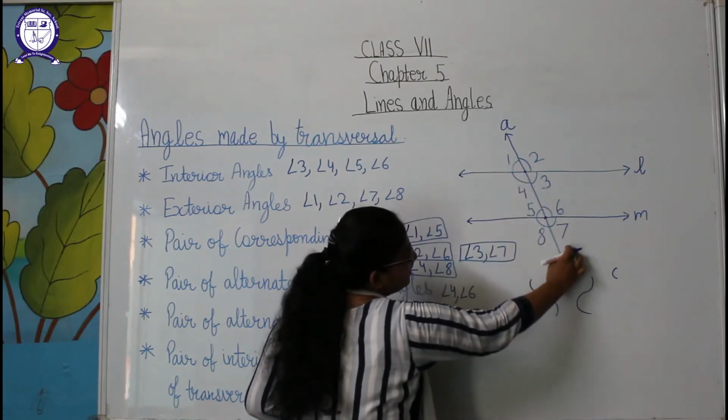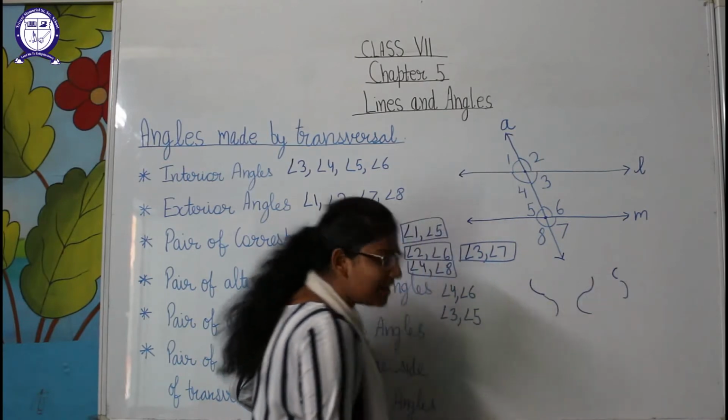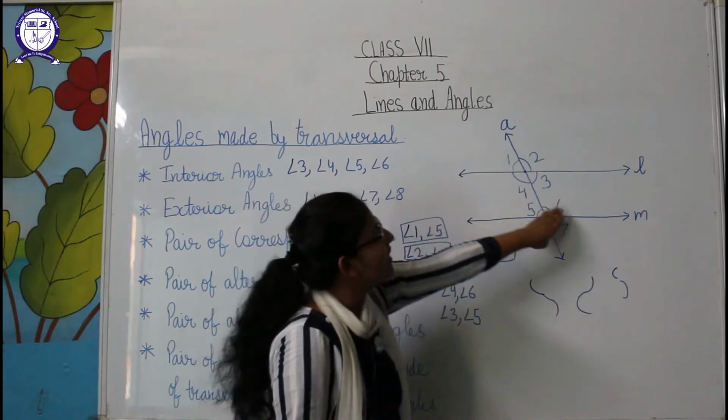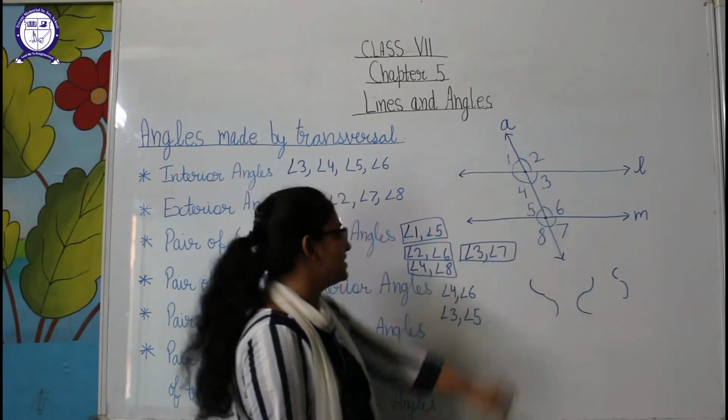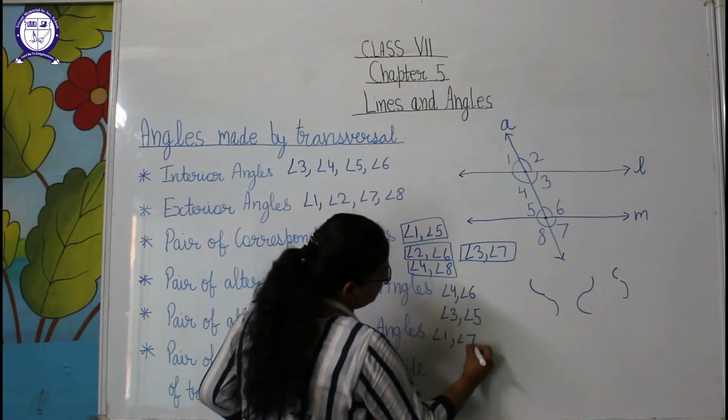Angle 1 and angle 7. Angle 7 is forming like this. This is also forming half of the 8. It means angle 1 and angle 7 are alternate exterior angles. Angle 1 and angle 7.